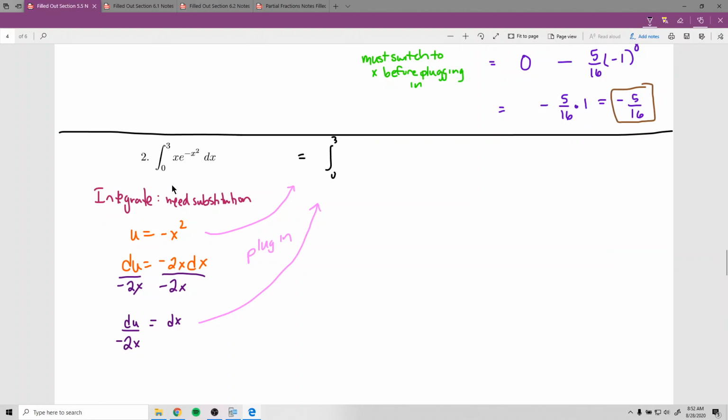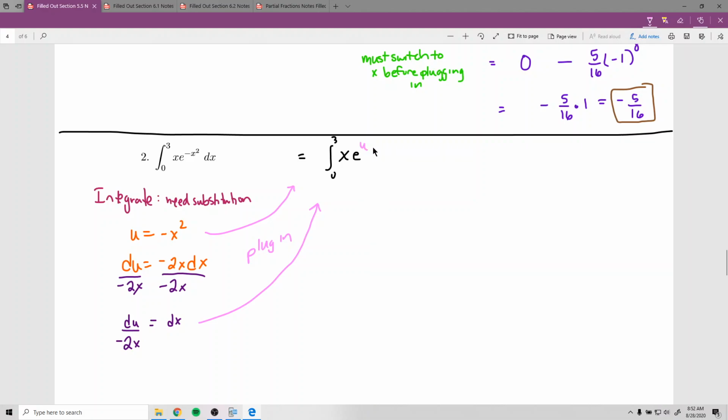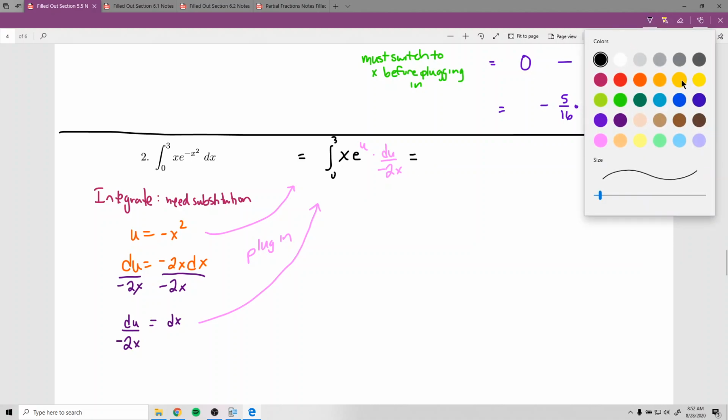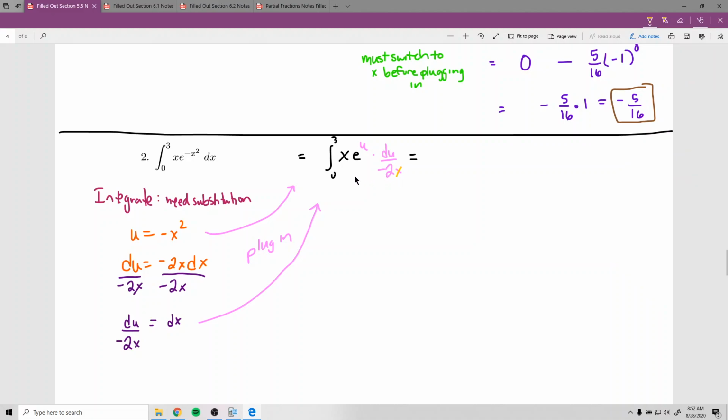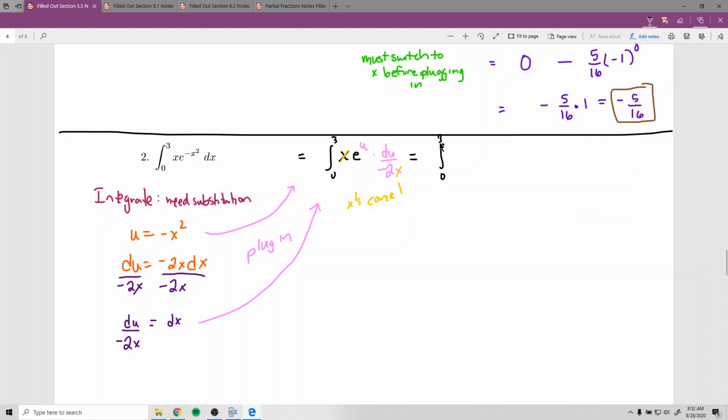So 0 to 3. The x in front is the thing we're hoping cancels. We've got e, and then our power is what we're using as u. And then dx, we're going to replace by du over negative 2x. Right, now do all the x's cancel? And they do. The x on the bottom and x on the top cancel, which is exactly what we need. So we're left with the integral from 0 to 3. On the inside, we have e to the u times du over negative 2.